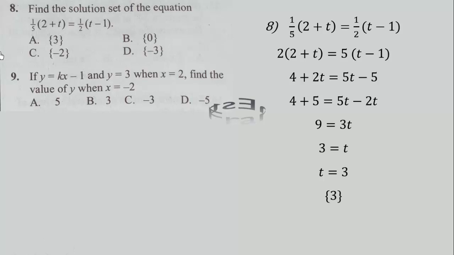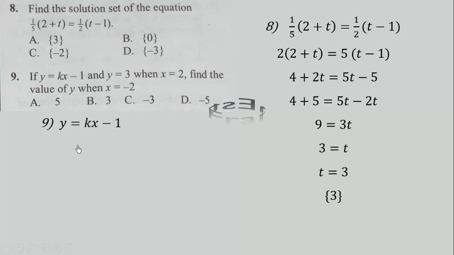We have question 9. If y is equal to kx minus 1 and y is equal to this value when x is equal to this value, find the value of y when x equals negative 2. So first of all, we need to determine the value of k using this value of y and this value of x. So the given equation is this: y equals kx minus 1.